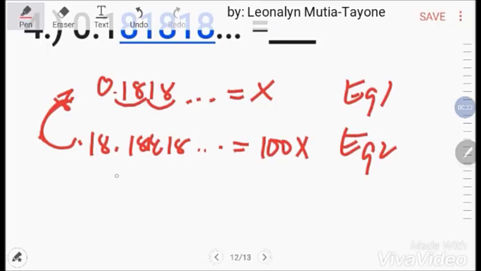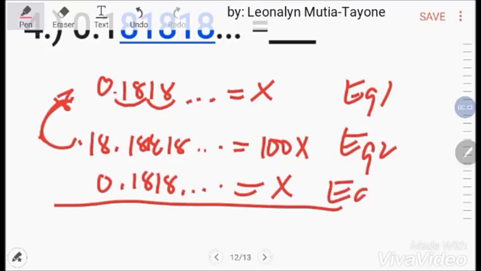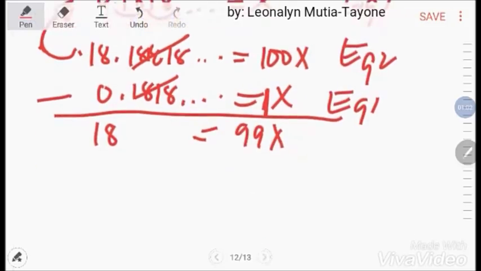I-minus natin bali. So, 18.18... equals x. Ito yung equation 1. Nag-minus tayo. Cancel mo yan. So, 18 na siya. And this is 100x minus 1x, kasi mayroon na yung 1 na coefficient dyan sa any variables. Kung wala nakasulat, 1 na yan automatic. And this is 99x. I-transpose mo si 99. That will be 18 over 99 equals x.